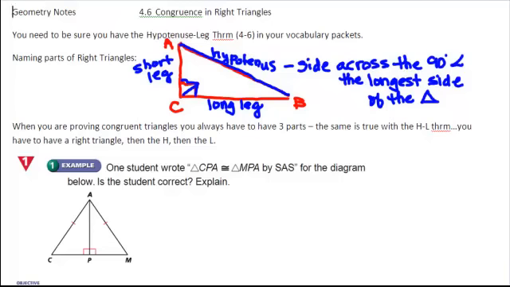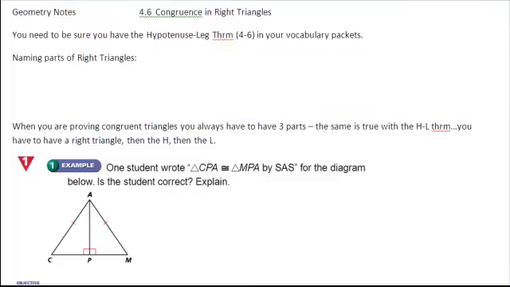Alright, now just like all the other triangles, when we were doing side-side-side, side-angle-side, angle-side-angle, and angle-angle-side, we always needed three parts. Well, we're going to prove triangles congruent using HL, and even though you see only two letters, H standing for hypotenuse, L standing for leg, you still need to have three parts. You have to show you have a right triangle. So we're going to show this in a proof.